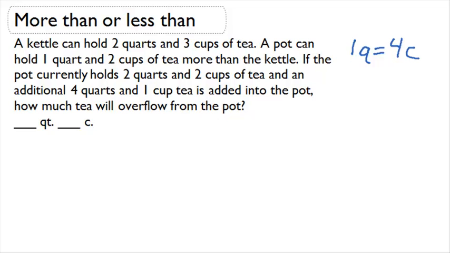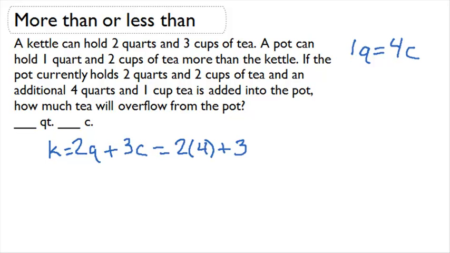So let's start off with how much a kettle can hold. So the kettle can hold 2 quarts plus 3 cups. This is the same thing as saying that it can hold 2 from the quarts times 4 cups, because each quart is worth 4 cups. And then we have an additional 3 cups here. So if we have 2 times 4, that's going to be 8, plus our 3, that's going to be 11 cups that a kettle can hold.